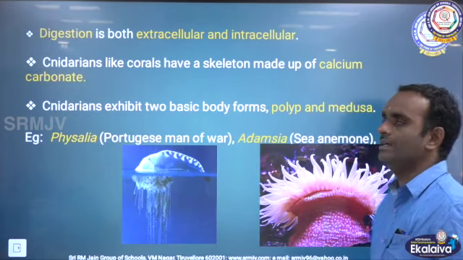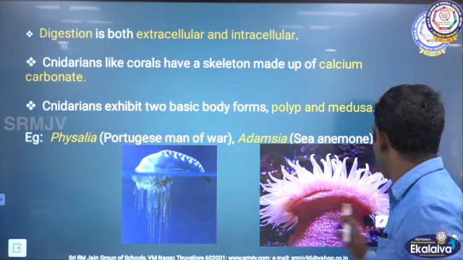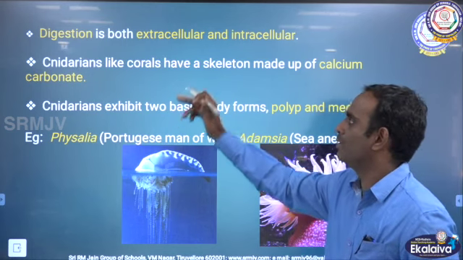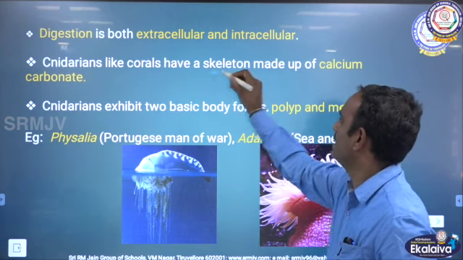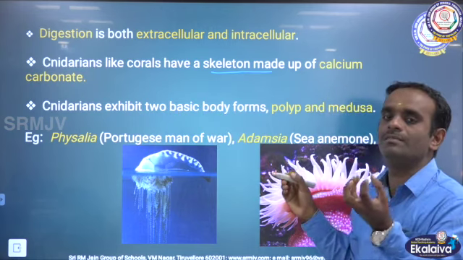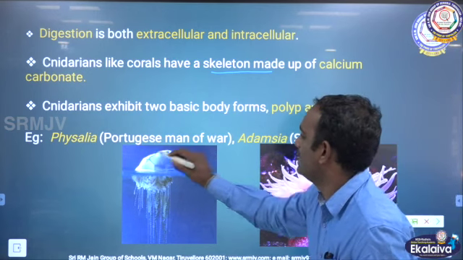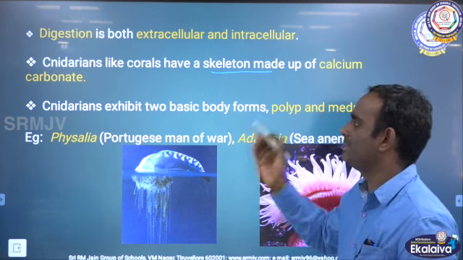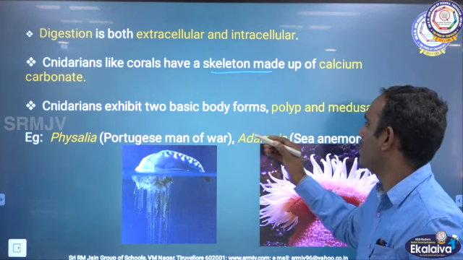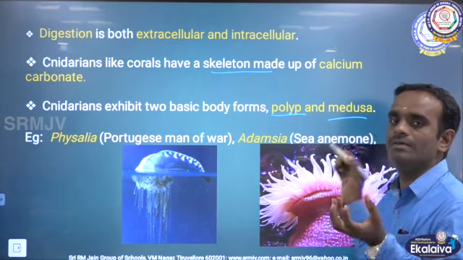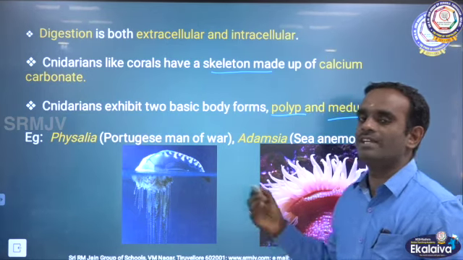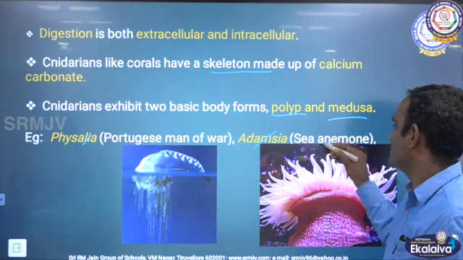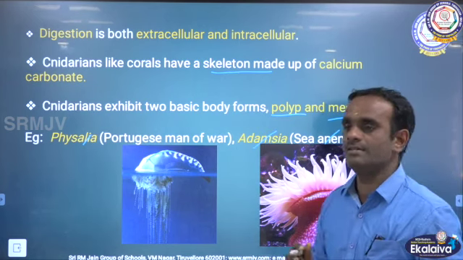So digestion is both extracellular and intracellular in the Cnidarians. Cnidarians like corals have a skeleton made up of calcium carbonate. Cnidarians exhibit two basic body forms: one is polyp and another one is medusa. Examples of Cnidarians are Physalia and Adamsia. Adamsia is nothing but sea anemone. Clear, children?